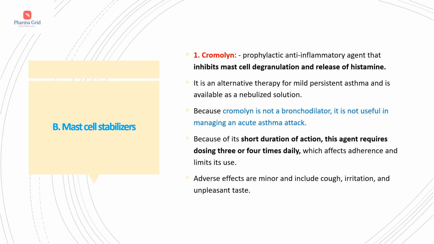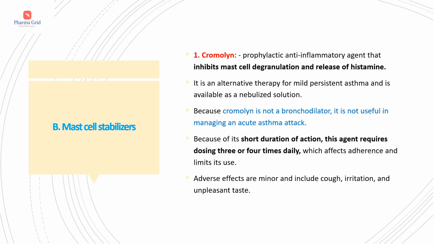So the first drug is cromolyn. It can be used as a prophylactic anti-inflammatory agent that inhibits mast cell degranulation and release of histamine. So the mechanism of action of cromolyn is that it inhibits mast cell degranulation and thereby inhibits the release of histamine. It is an alternative therapy for mild persistent asthma and is available as a nebulized solution. Because cromolyn is not a bronchodilator, it is not useful in managing an acute asthma attack.